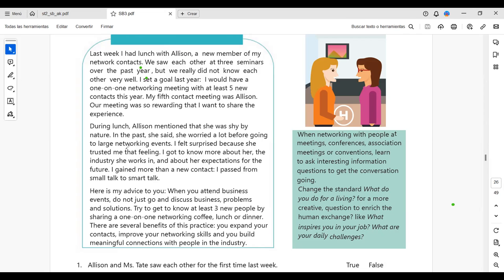During lunch, Alison mentioned that by nature, in the past, she worried a lot before going to large networking events. I felt surprised because she hid that feeling. I got to know more about her, the industry she works in, and about her expectations for the future.